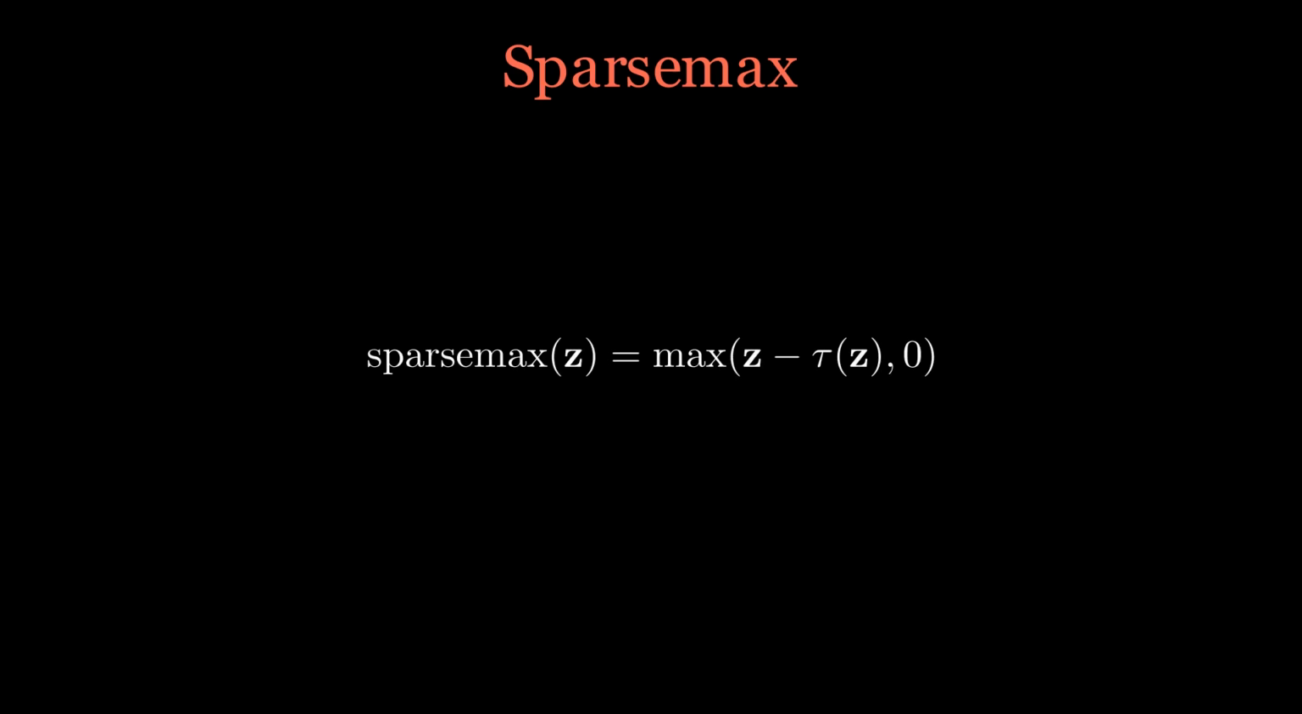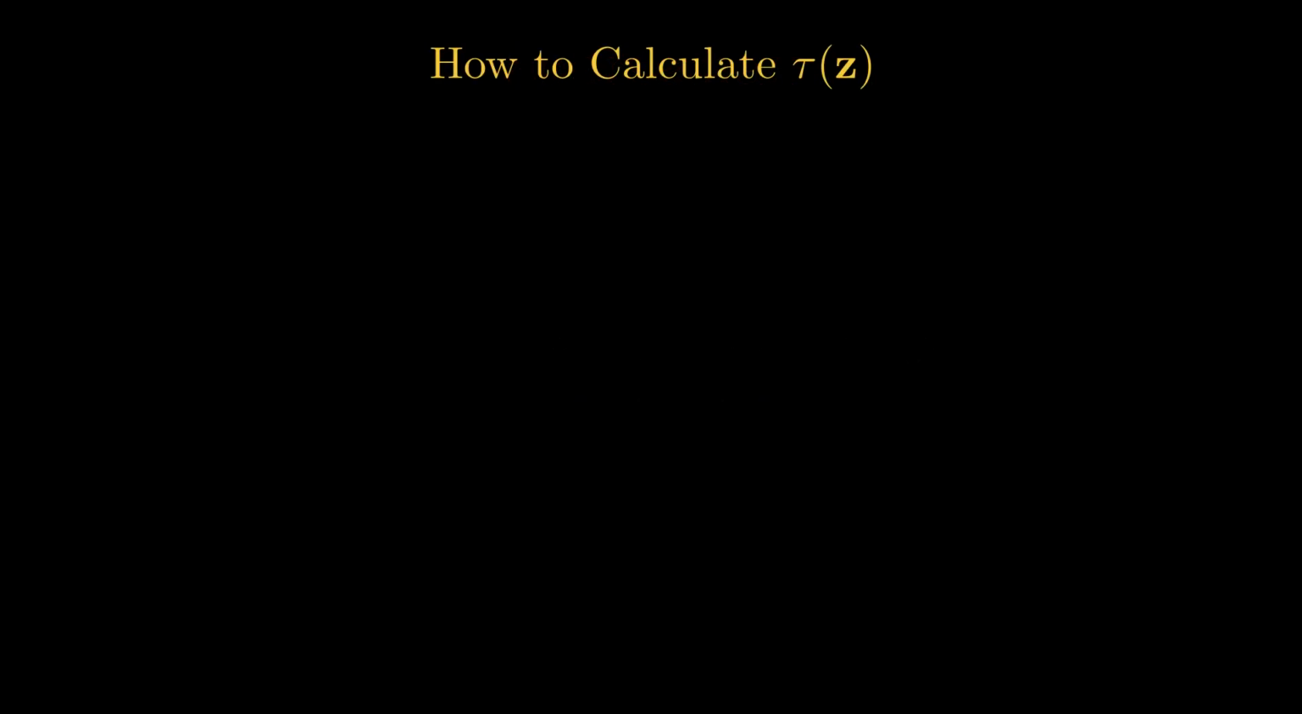Is there a way to get dynamic sparsity that is completely differentiable? Yes, enter sparsemax. The formula is simple. It is the max of the input z minus a dynamic threshold tau, and zero, where tau is a dynamically calculated threshold value unique to that logit vector. To find tau, you must follow these 3 steps.